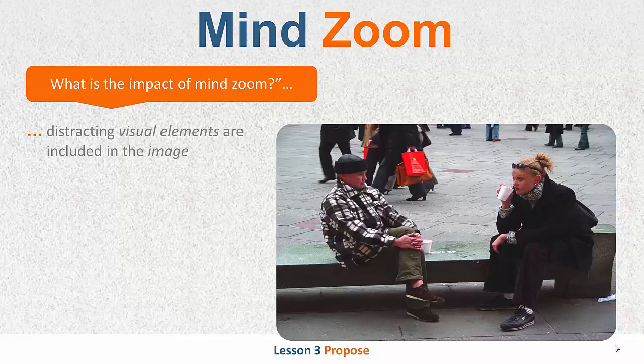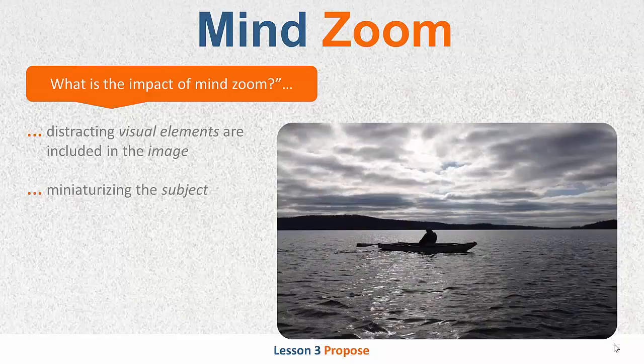The second problem is miniaturizing the subject. For example, in this photo of a rower, I had mentally zoomed in to Paul in his boat, thinking this is a great photo of him against an interesting sky. Not. Paul and his boat got miniaturized.